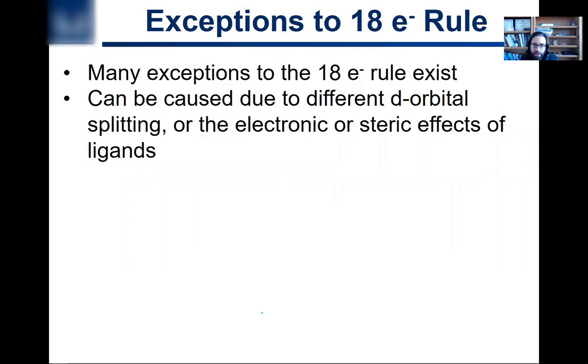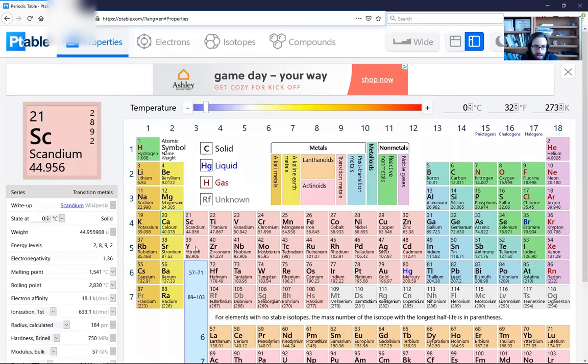This can be due to different d orbital splitting patterns and different geometries, or due to steric effects that could block a lot of ligands from coming in, which may leave you with less than the appropriate number of ligands to get you to the 18 electron rule. A lot of times in the early transition metal complexes like yttrium, zirconium, titanium, scandium, even vanadium and niobium, those don't have a lot of electrons to begin with. So it's hard for them to get to the 18 electron rule, especially if you don't have ligands with a lot of electrons to donate. So a lot of times those will violate the electron rule, and sometimes quite badly.